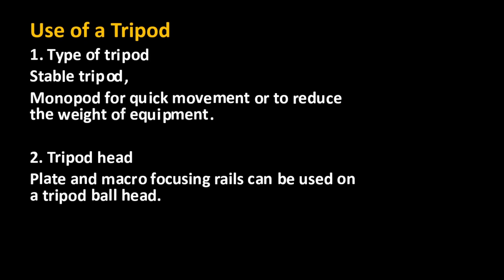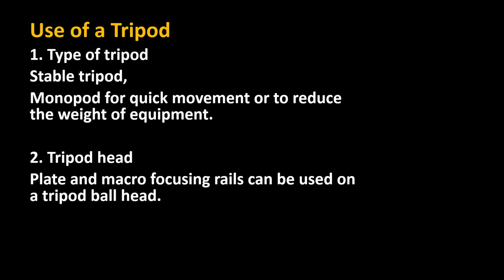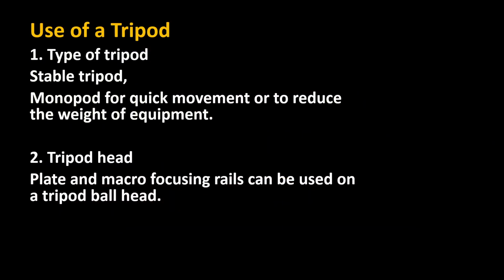First, the type of tripod: a stable tripod, or a monopod for quick movement or to reduce the weight of equipment. Second, the tripod head: a plate and macro focusing rails can be used on a tripod ball head.